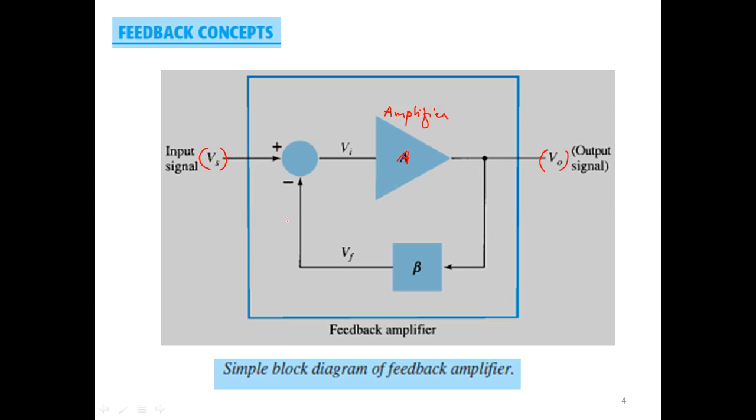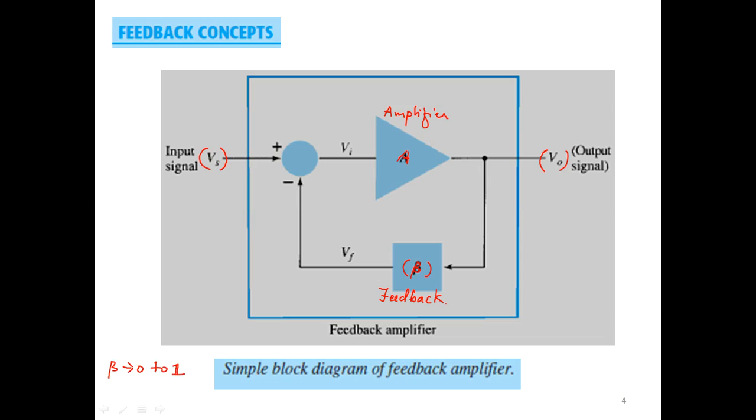All right. Then we also have a square shaped block which is denoted by the symbol beta. Beta is the feedback factor, so this entire block is the feedback block. Now this parameter beta varies from 0 to 1.